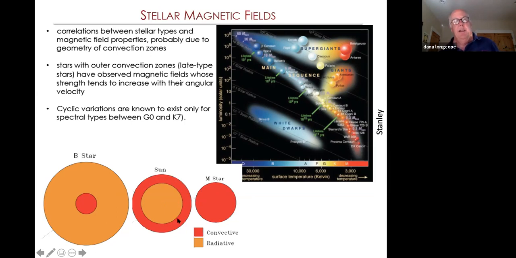And you'll see the sun has its outer shell. The M star is entirely convective, so it has all of the ingredients. A B star is convective on the inside. So if it generates a magnetic field, that's going to be all on the inside, and it's not going to look very much like the solar dynamo we're used to.